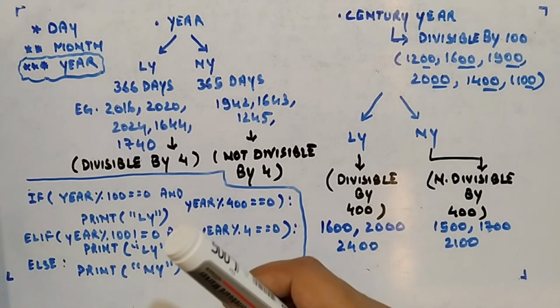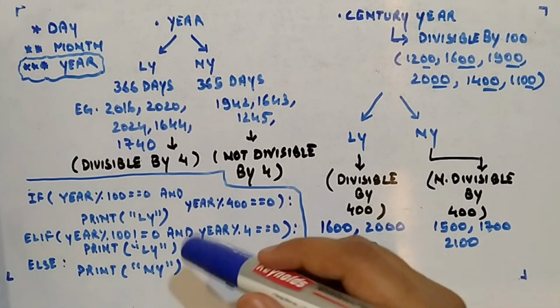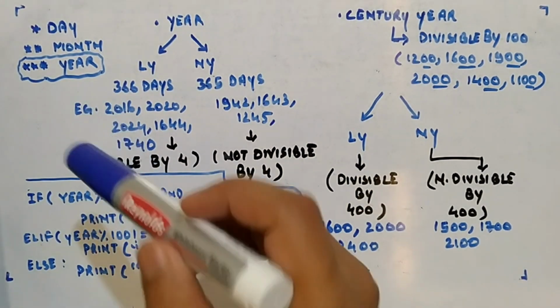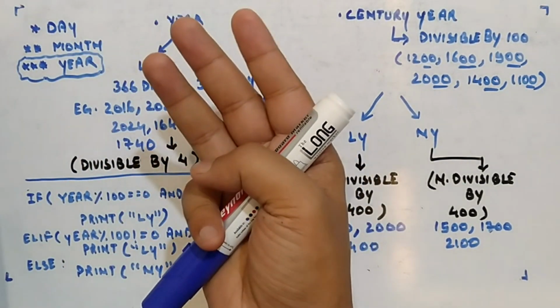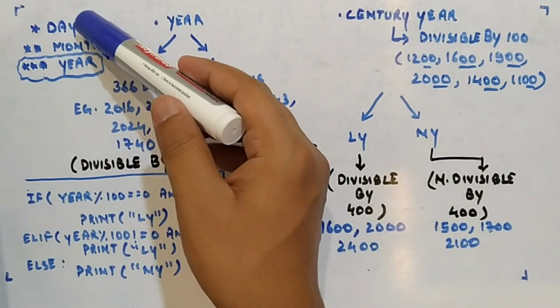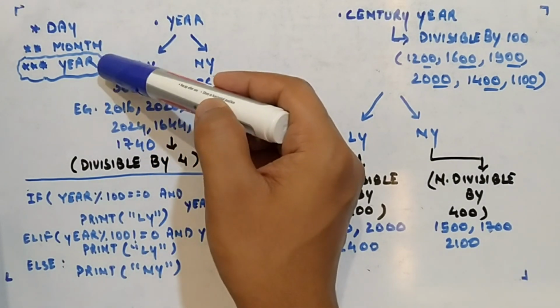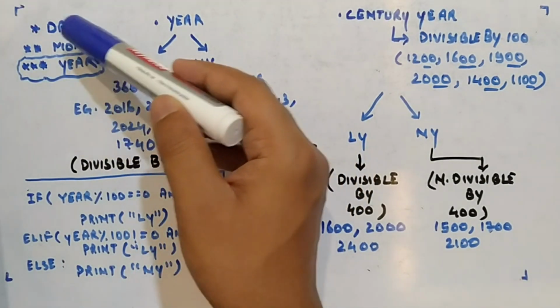Okay, let's start our algorithm. I'll start with year first. So we have three things to crack. First we have to crack day, then month, then year. How are we going to implement these three things?